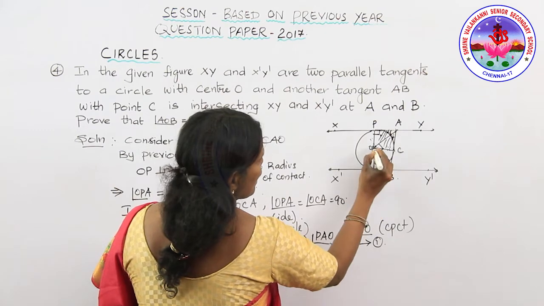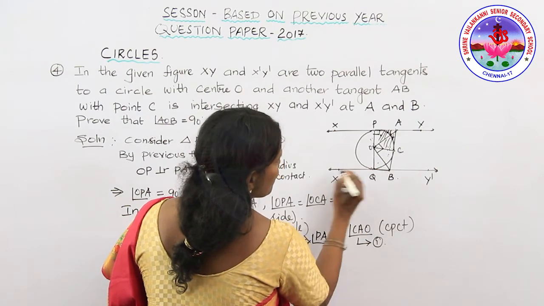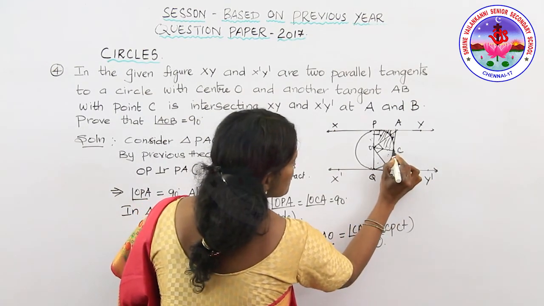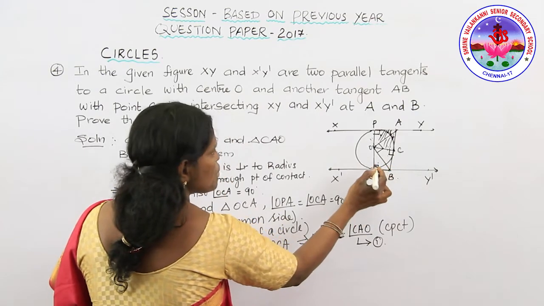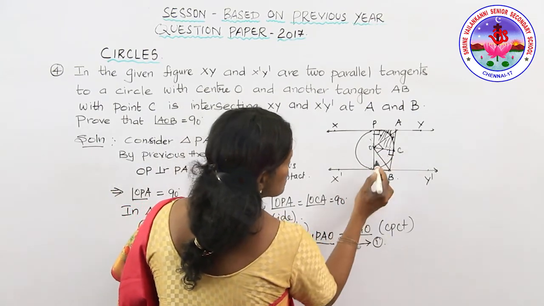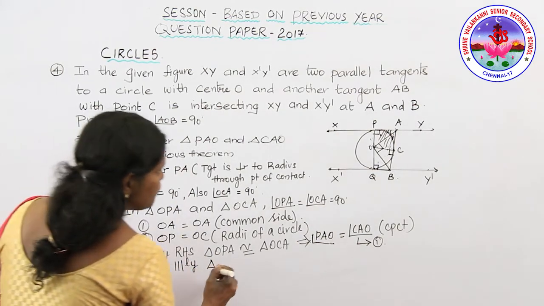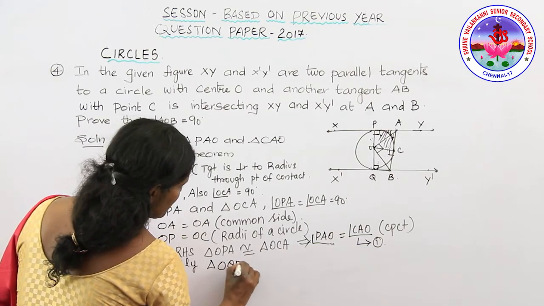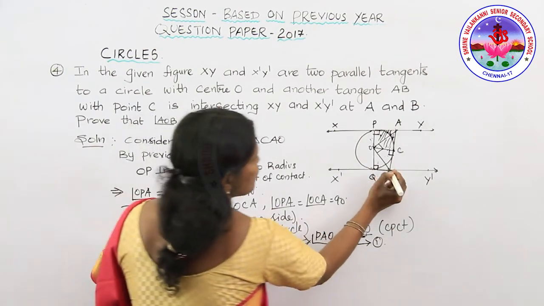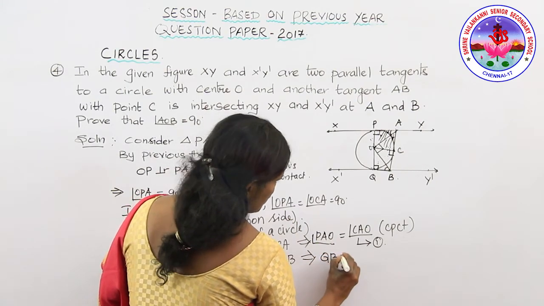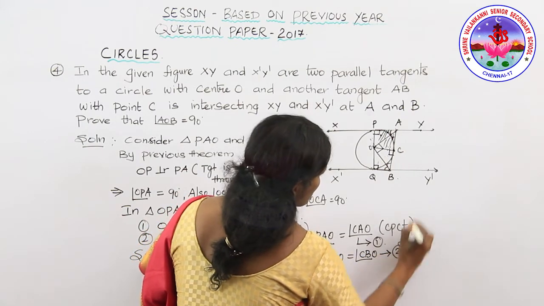Now I am going to consider triangles OQB and OCB by the same procedure, because Q is a point of contact for the tangent X'Y', and similarly C is the point of contact for the tangent AB. So here my angles at Q and C become 90 degrees. Similarly, by RHS, these two triangles are congruent. Similarly, triangle OQB is congruent to triangle OCB, which implies angle QBO is equal to angle CBO. Calling this equation 2.